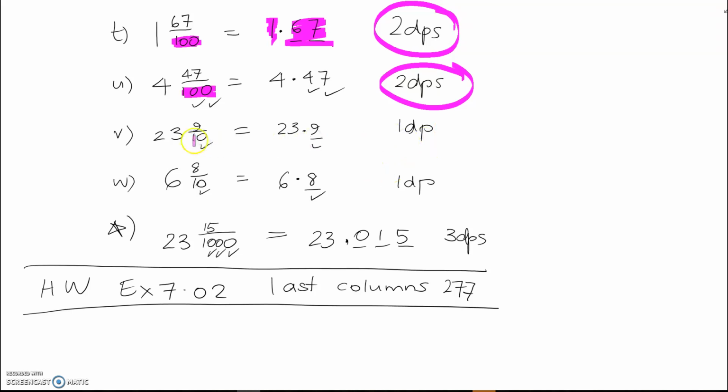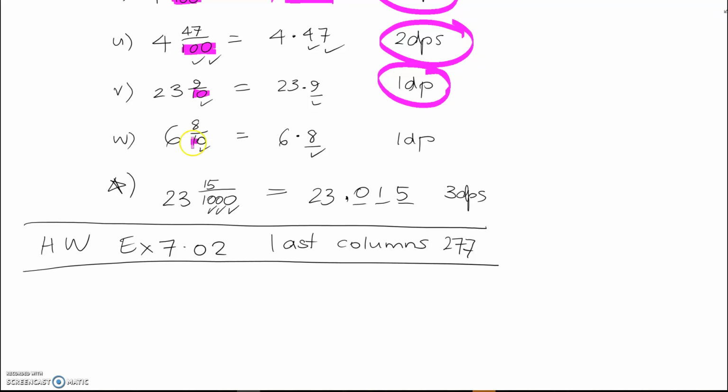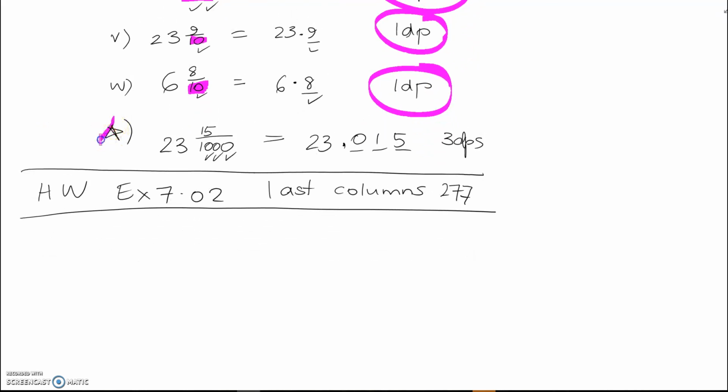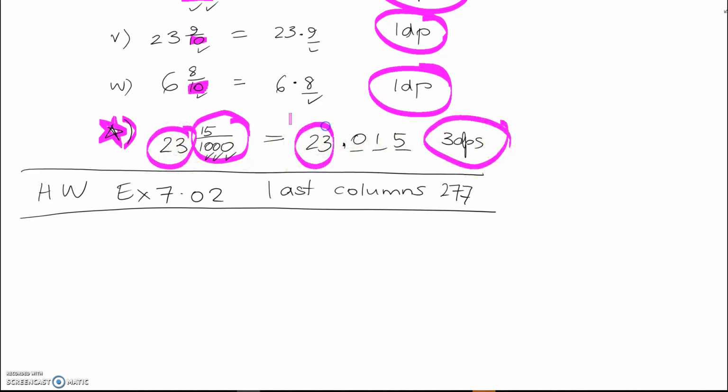Notice that if it's in the tenths column on this next one, it's only 1 decimal place. And W, it's only tenths, so it's 1 decimal place. And I made this one up, it's not in your book. But notice it's in the thousandths column that the 15 lies, so that's 3 decimal places. And the 23 is the units, well, the units and the tens side of things, and the 15 is on the decimal side of things.